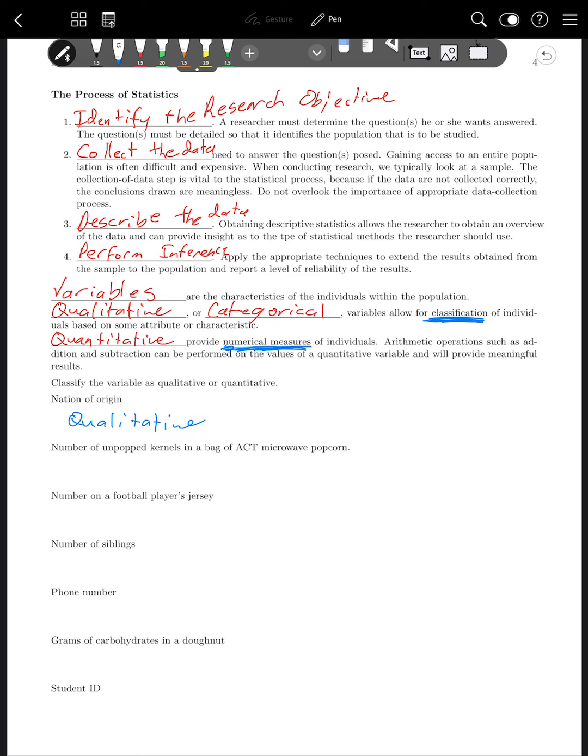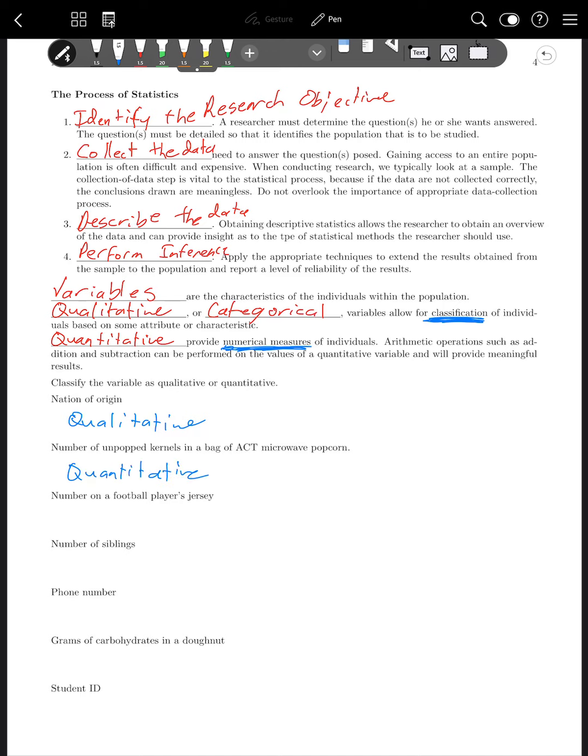Number of unpopped kernels in a bag of ACT microwave popcorn. So first of all, it's a number, so it might be quantitative, and then the question is, does it measure something? And in this case, it does measure something. It measures how many popcorn kernels didn't pop. So this would be quantitative.